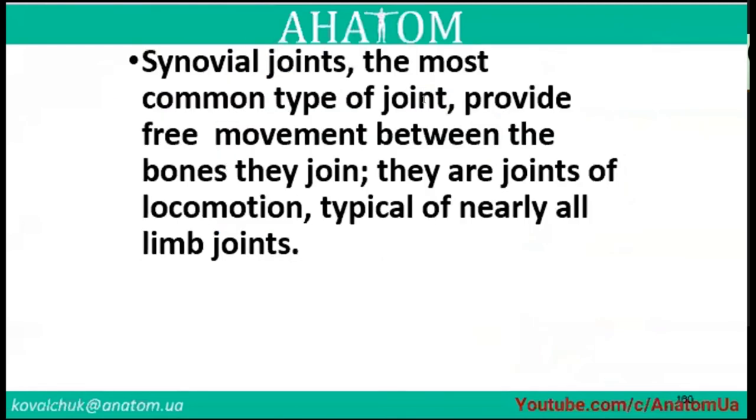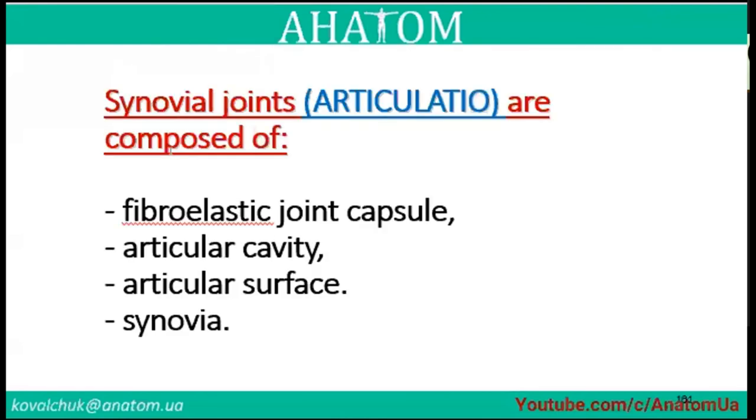The synovial joint is the most common type of joint and provides free movement between the bones. They are joints of locomotion, typical in the limbs, all limb joints. Synovial joints, in Latin articulatio, are composed of a fibroelastic joint capsule, articular cavity, articular surface, and synovium. If one of these four structures is absent, it's not a real joint, not a synovial joint, not an articulatio.